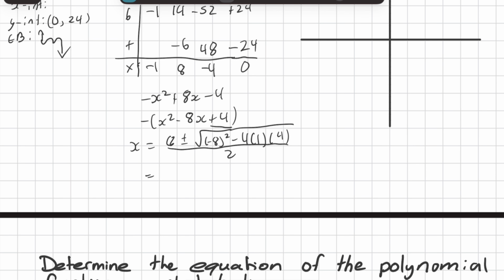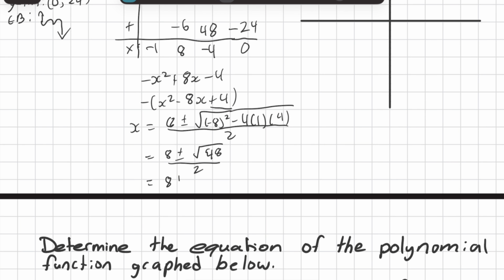64 take away 16 is going to end up being 48. So we have 8 plus or minus square root of 48 all over 2. And then 48 is divisible by 24 and 2. 24 is divisible by 4 and 6. So we know that we can take out 2 4s because 6 is also divisible by 3 and 2. So the 2 times the 2 is the 4, and then we have another 4, so it's going to be 2 times 2 on the outside. 8 plus or minus 4 square root 3 all over 2.